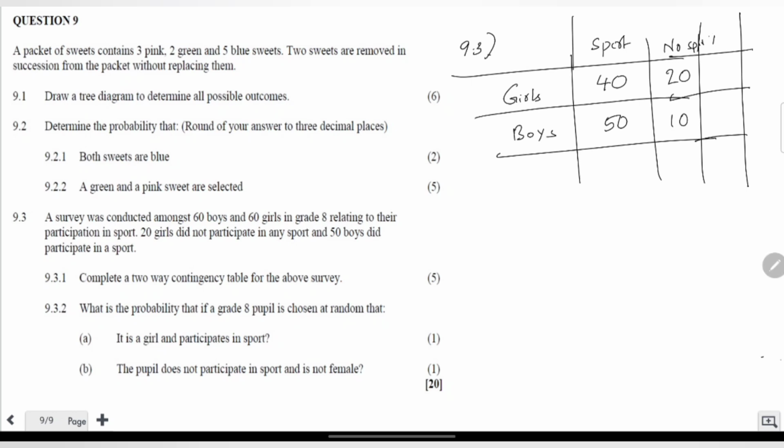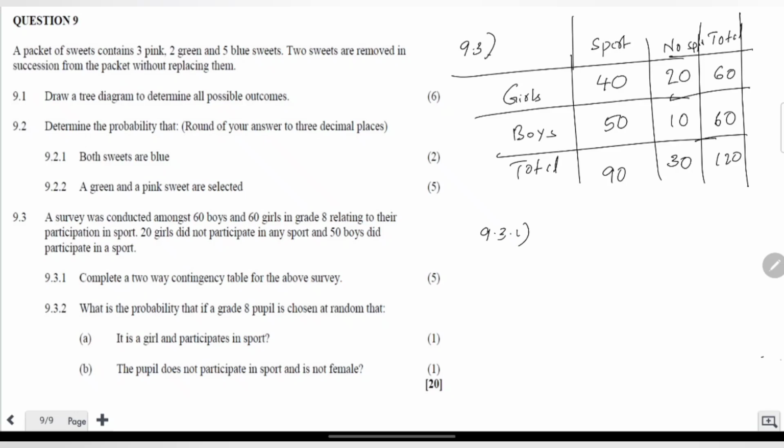Now the column total and the row total, here also total. 40 plus 20 is going to be 60. 50 plus 10 is going to be 60. 40 plus 50 is going to be 90. 20 plus 10 is going to be 30. So the grand total is what? 120. Clear? That is the sample space. So we are done with the table. Now one by one we can do. This is a 5 marks question.